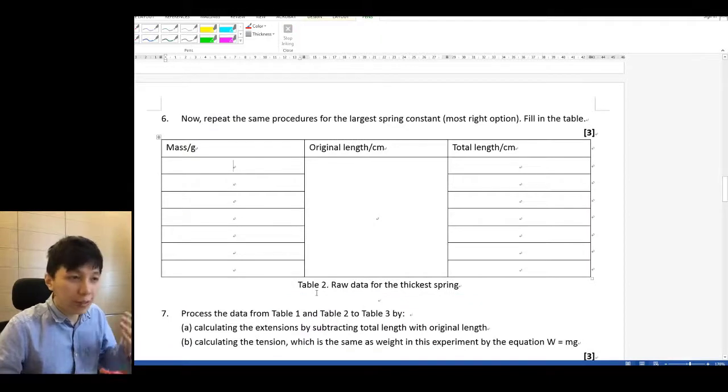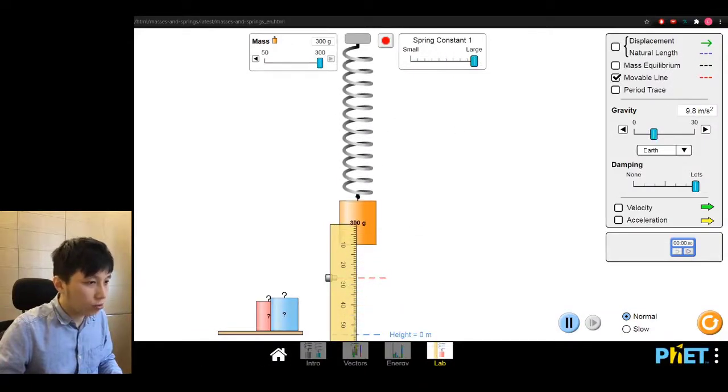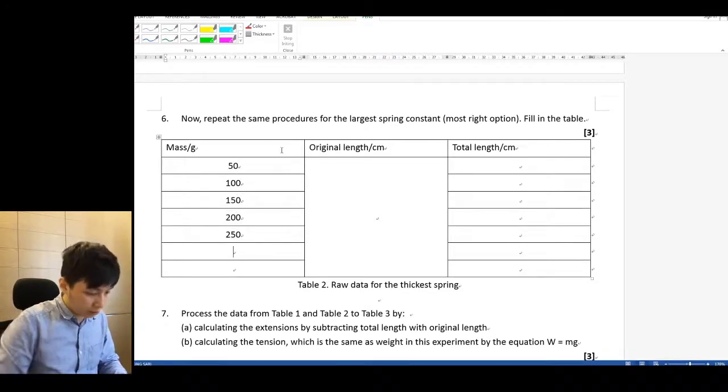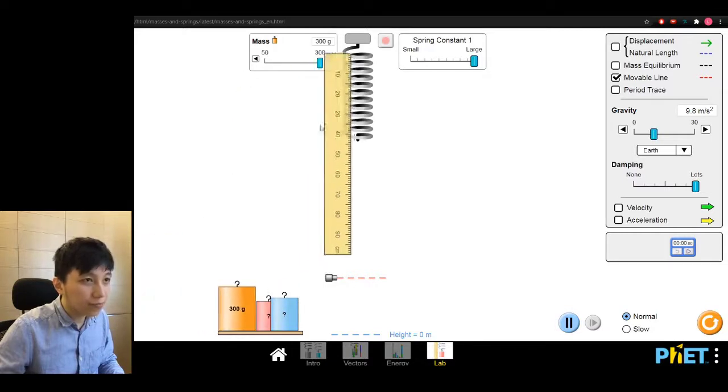Alright, so now we'll repeat the same procedures for the largest spring constant. So here we have to select this, and I think we'll do the same thing, so then it is more comparable. And so for the independent variable, we'll be following the same choice. And then I believe the original length should be the same, but then I'll still measure it again.